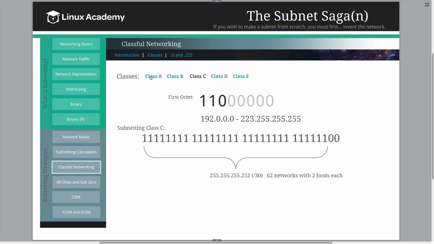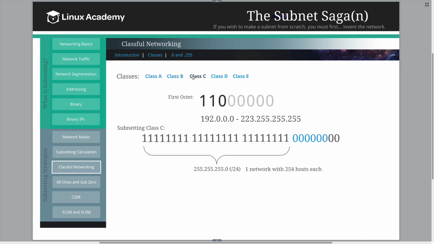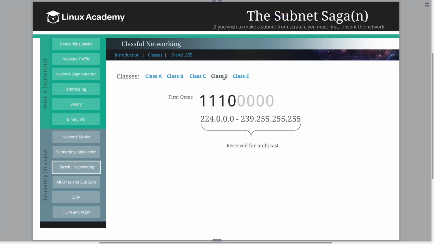So Class A, B, and C were the primary classes of a classful network. Class D was reserved for a discrete multicast network. So if your organization had a defined multicast network, then you might have had clustered nodes as members of that network on a separate NIC that they could use for their multicast traffic. And then Class E was reserved for experimental use.